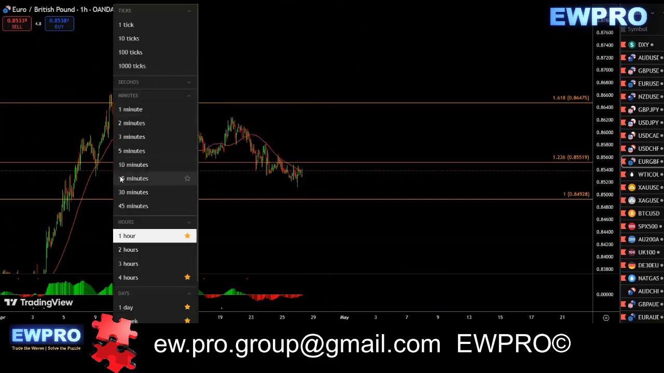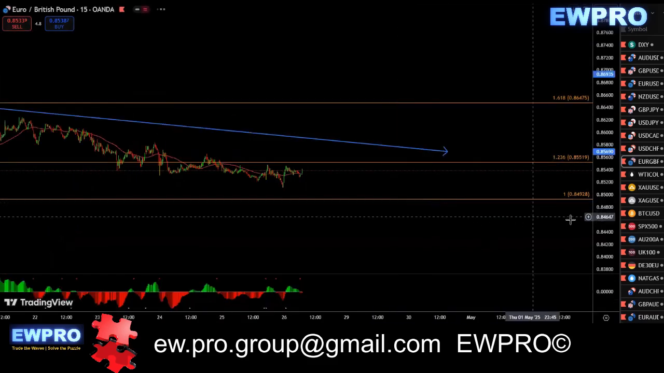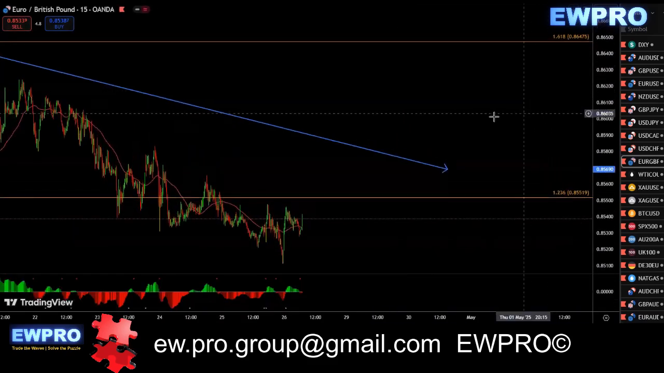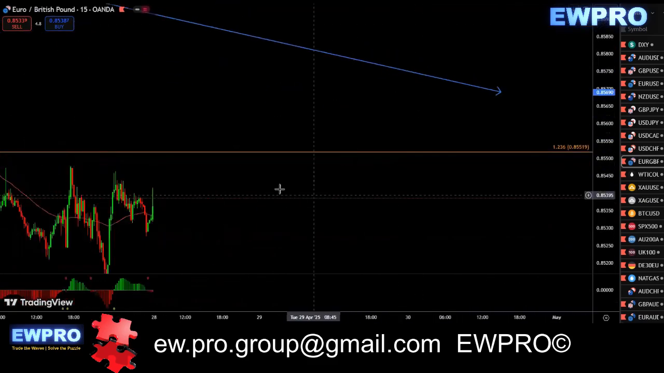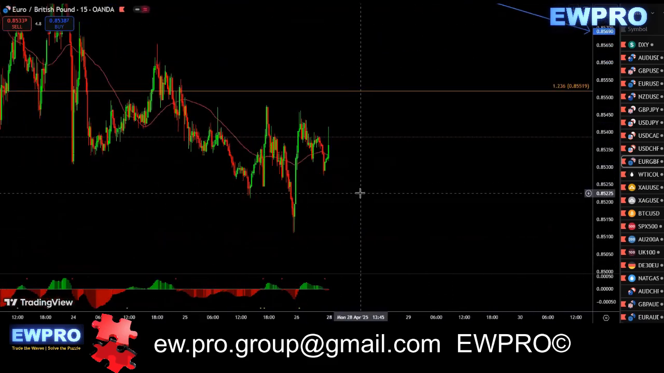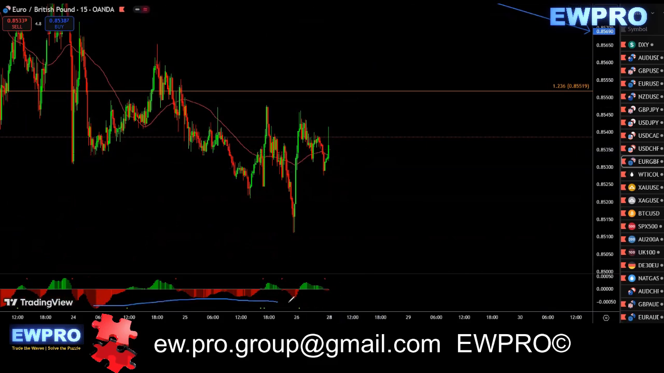Maybe a buy setup forming on the lower time frames here. Definitely can look for this. We take a quick look at the M15. We got all this bullish divergence. We got a nice impulse up. This is looking very corrective here.